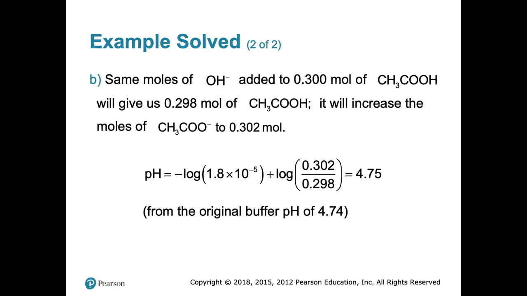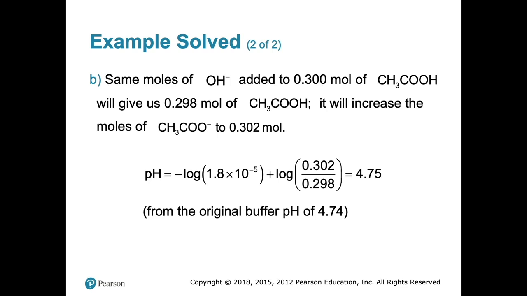If you started out with 0.3 moles of acetic acid and you have 0.002 moles of hydroxide, it will pull off 0.002 moles of the proton from the acetic acid, giving you 0.002 extra moles of the acetate. So same as before, we can plug this into the Henderson-Hasselbalch equation. This is the Ka of acetic acid, 1.8 times 10 to the negative 5.